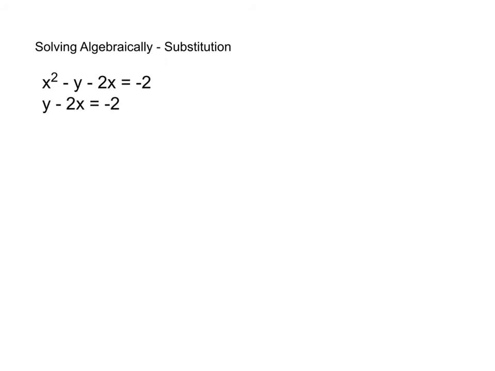So we're going to solve this by substitution. We need to isolate one of the variables in one of the equations. I am going to isolate the y in the second equation. Is that what you would do? Maybe. Y equals 2x minus 2. So just add 2x to both sides. And then substitute that into the other one. So we'll have x squared minus 2x minus 2 minus 2x equals negative 2. That's a lot of 2's.